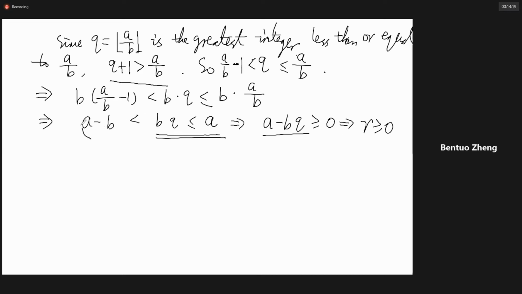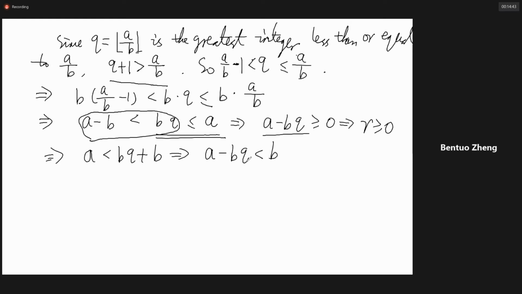On the other hand, if you look at the left-hand side of the inequality, this implies A is less than BQ plus B. And if you move BQ to the left-hand side, this implies A minus BQ is less than B. But A minus BQ is by definition equal to R. This implies R is less than B. So these two things imply R is greater than or equal to 0, strictly less than B. Okay, so this finishes the proof. So we are done.